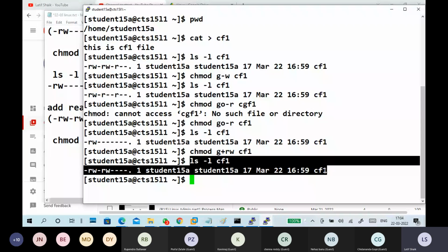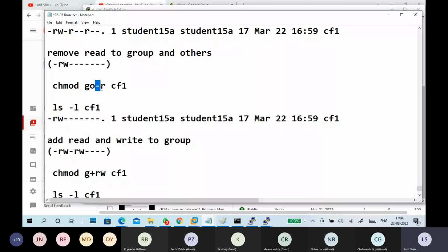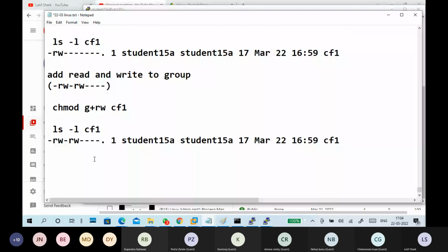Guys, did you understand how to do it or not? Changing permissions, adding permissions, removing permissions. So the last question: add read permission again to other. How will it look? rw-r--r--, like this.